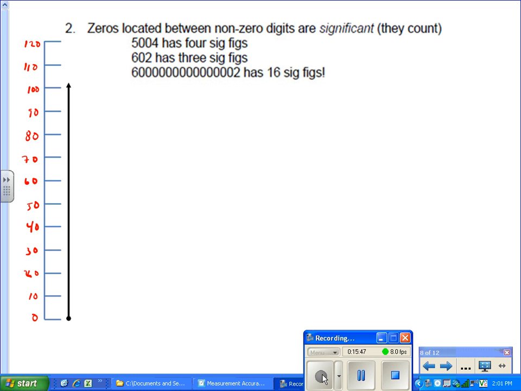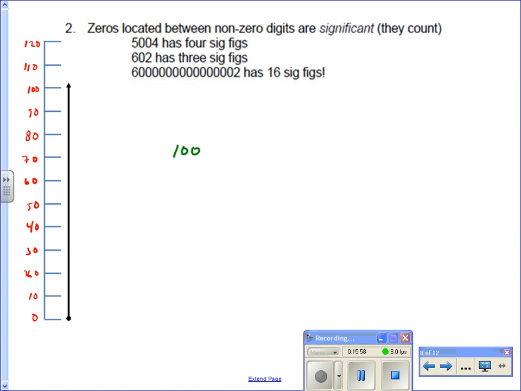Number 2 says zeros located between non-zero digits are significant. They count. So a measurement that might show this would be this arrow. I know for sure with this arrow that it's greater than 100, but it's less than 110. So I might estimate this at like 100 and maybe 103. That 3 is estimated. That 0 was part of the measurement itself. So that 0 is significant. So if the 0 is smashed between other non-zeros, it is significant and it does count.